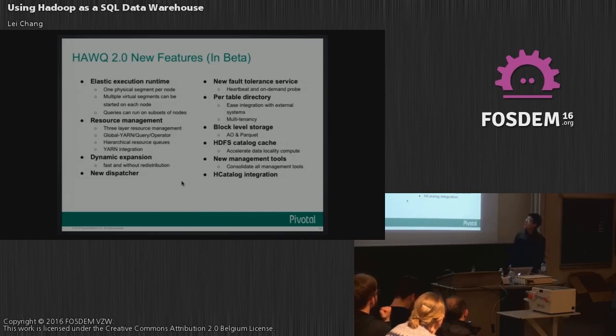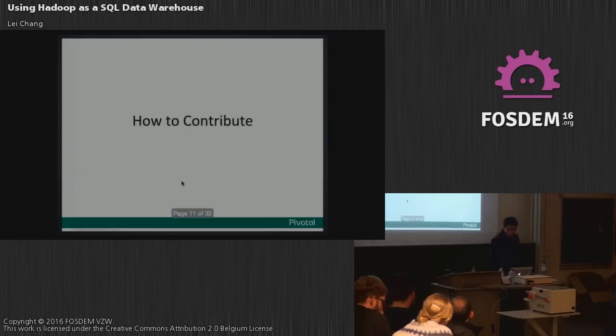The other is resource management. Now we have three-layer resource management. We support dynamic expansion. We support the new dispatcher for the elastic runtime. We support the new performance model, and we also consolidated the storage model. We also support block level storage, and we have an HDFS catalog cache to accelerate HDFS accesses, and we also support HCatalog integration. That is, you can query the tables in HCatalog very easily.